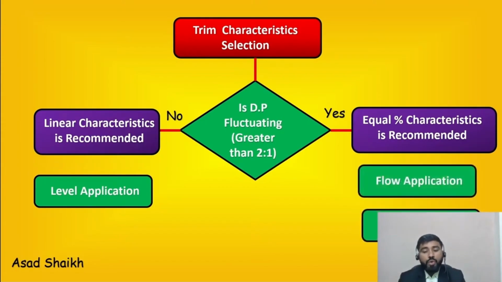When it comes to flow or pressure applications, these are kind of fluctuating a lot. So usually you will have equal characteristics trim mentioned here. But I would say go with this rule of 2:1 and 5:1. Less DP fluctuation, go with linear. High DP fluctuation, go with equal percentage.